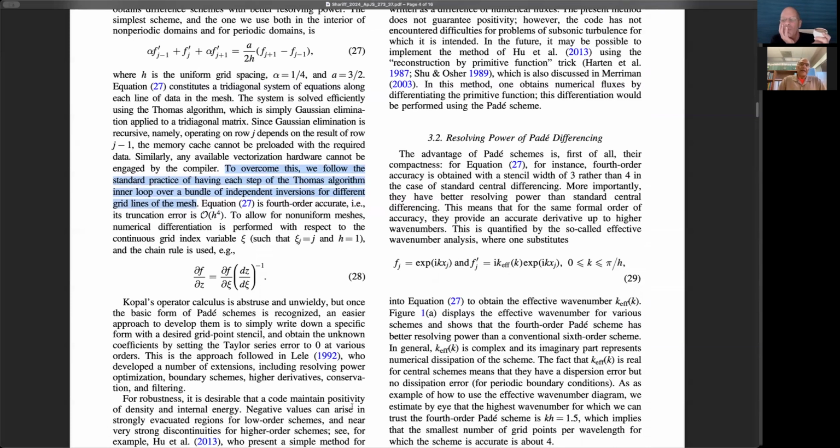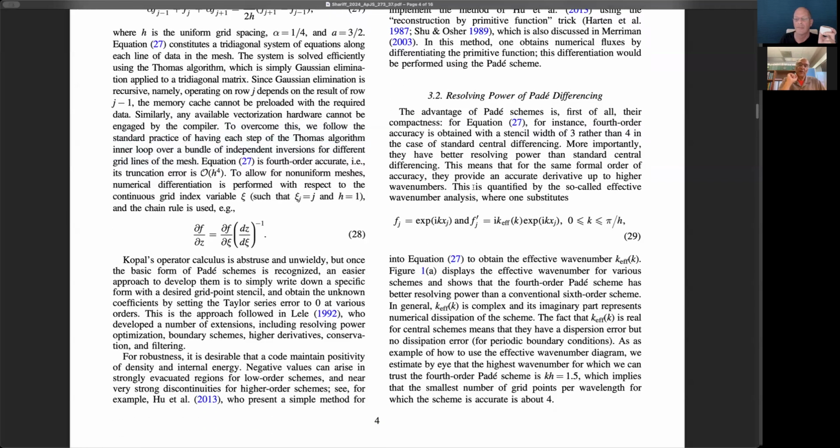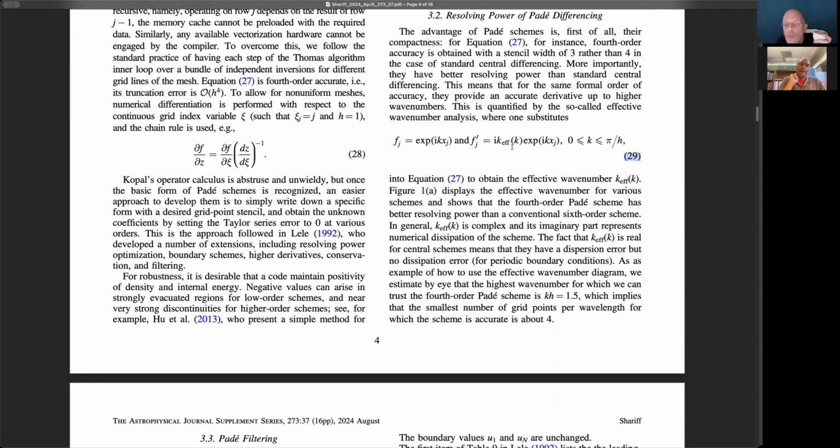So now, how do we assess the resolving power of a Padé scheme? How good is it? The method that we use is something called a modified wave number analysis. So if we look at equation 29, we plug in a discrete Fourier mode, f sub j equals exponential of i k x sub j. Now, if the differentiation were exact, then f prime at j would be i k e to the i k x j. But since differentiation is not exact, we end up with some effective wave number, k effective.